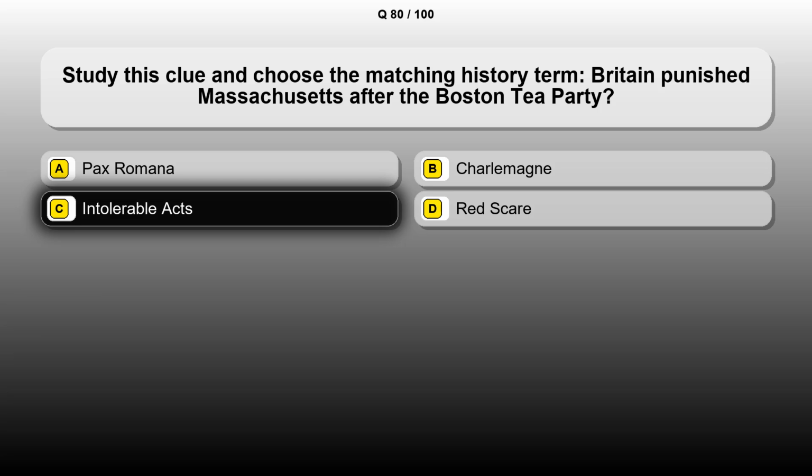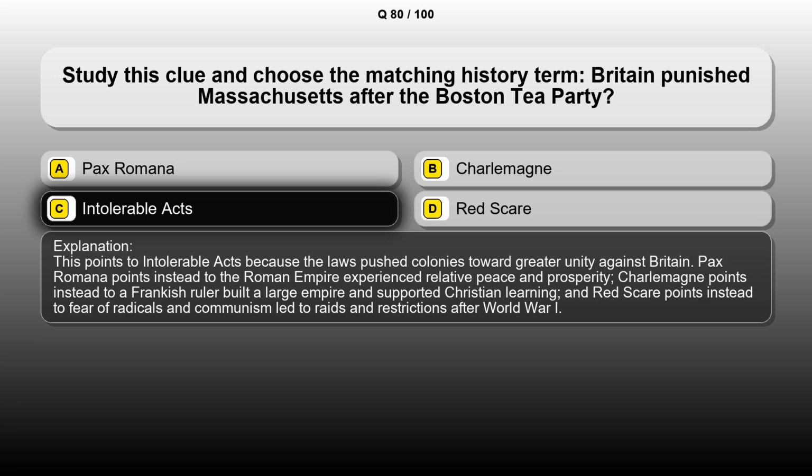The correct answer is option C, Intolerable Acts. This points to Intolerable Acts because the laws pushed colonies toward greater unity against Britain. Pax Romana points instead to the Roman Empire experiencing relative peace and prosperity. Charlemagne points instead to a Frankish ruler who built a large empire and supported Christian learning. And Red Scare points instead to fear of radicals and communism that led to raids and restrictions after World War I.